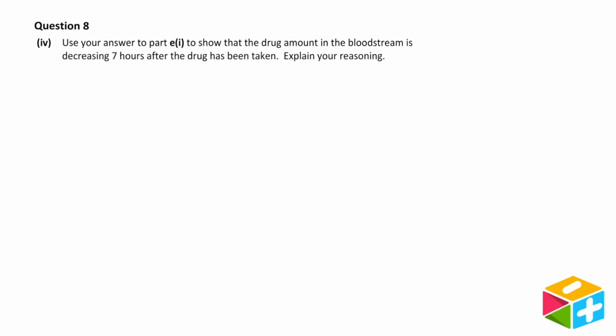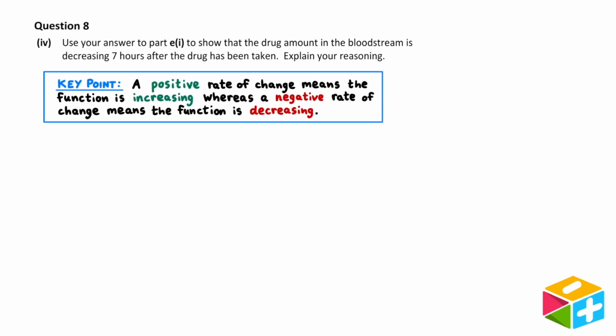We need to show that the drug amount is decreasing after 7 hours. A key point to keep in mind here is the following. A positive rate of change means that the function is increasing, whereas a negative rate of change means that the function is decreasing. So to demonstrate that the function is decreasing, we just need to show that the rate of change is negative.